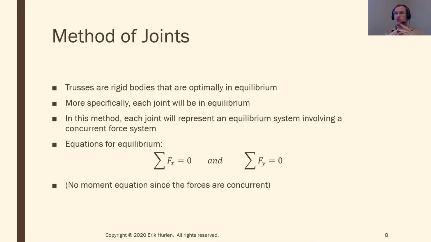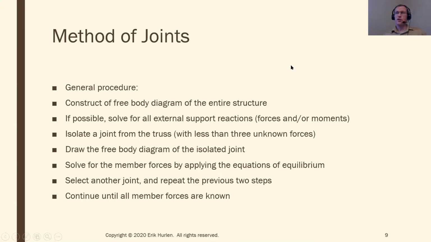Because of that, there's going to be no rotation involved. So there's no moment equation here. All I have is the sum of forces in the x direction and sum of forces in the y direction equations. So instead of what we did a few days ago using 3 equations of equilibrium, I'm only going to have 2 for each joint. But I can use those 2 equations to find up to 2 unknowns. And those unknowns that I'm talking about are the actual internal member forces. So at each joint, if I have 2 unknowns or less, I can solve for those internal member forces.